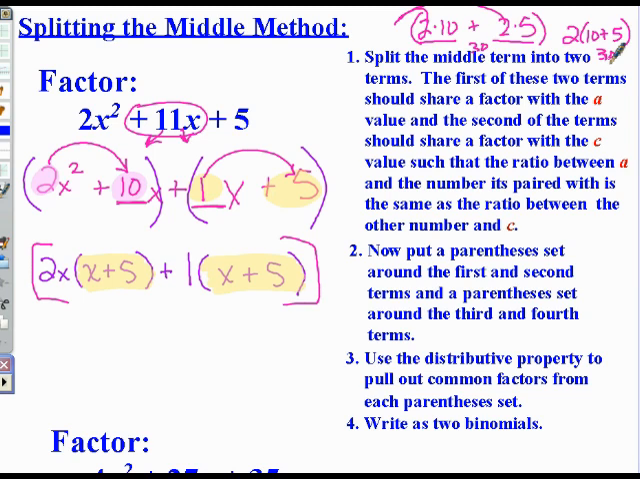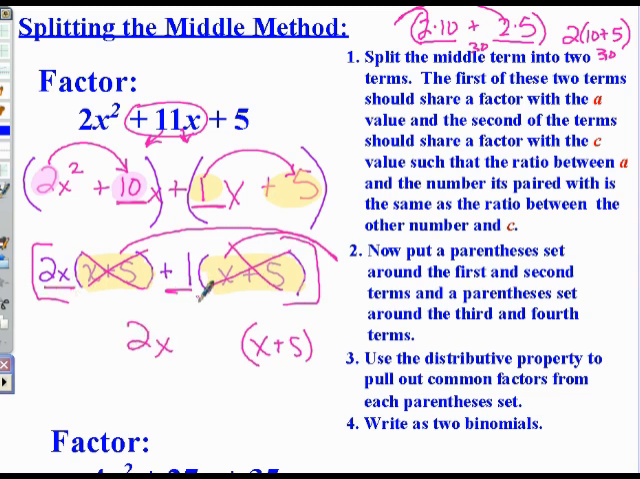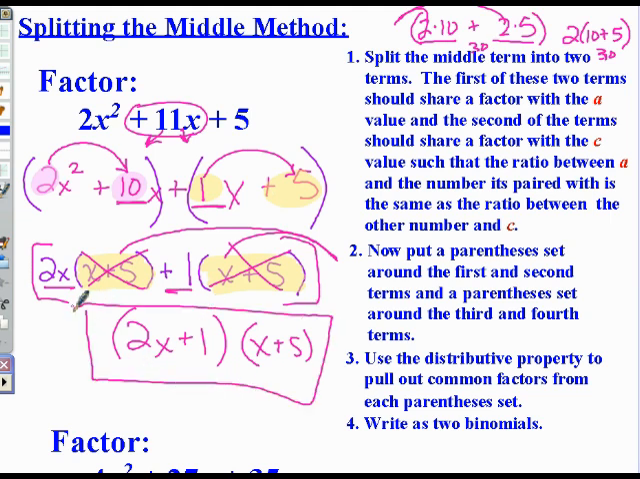So what we have is 2x multiplied by our binomial factor and positive 1 multiplied by that binomial factor. So we're going to pull the binomial factor out of this big set using distributive property backwards, and we get x plus 5, and what's left? If that's gone and that's gone, you're left with 2x and positive 1. And we just factored that using split the middle.